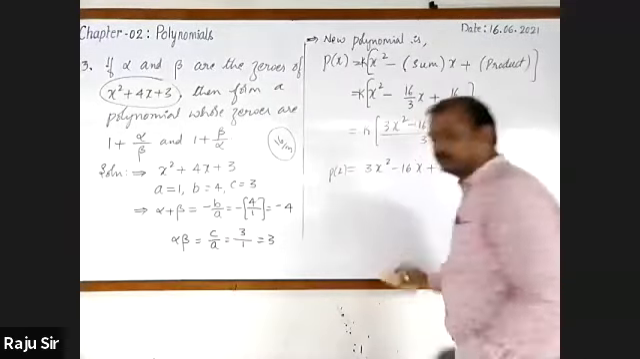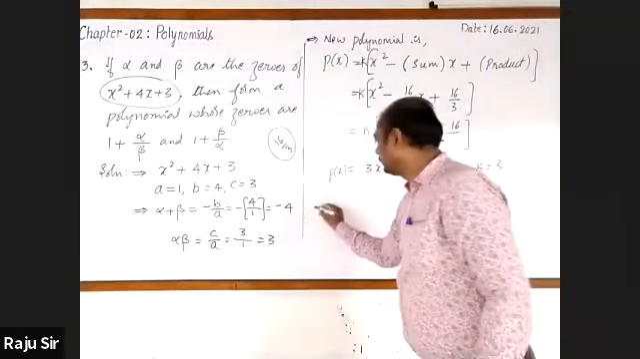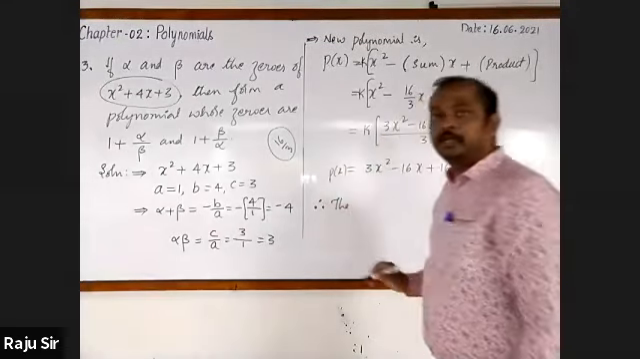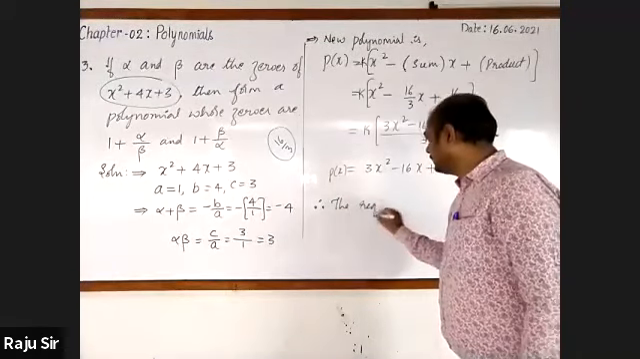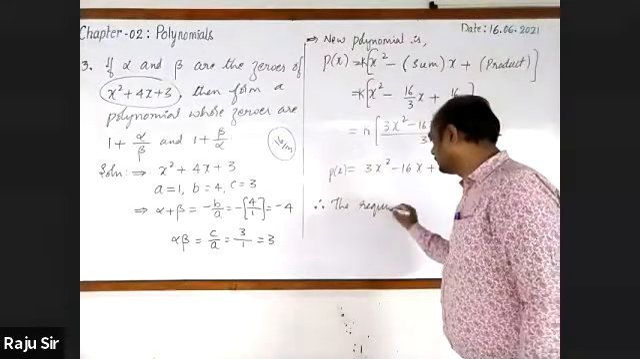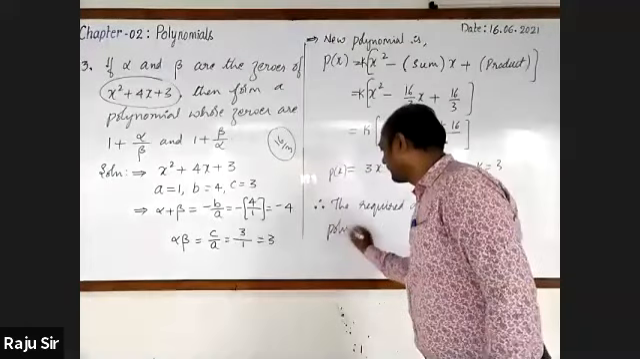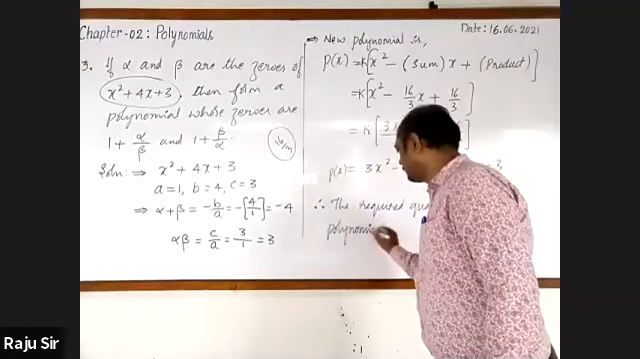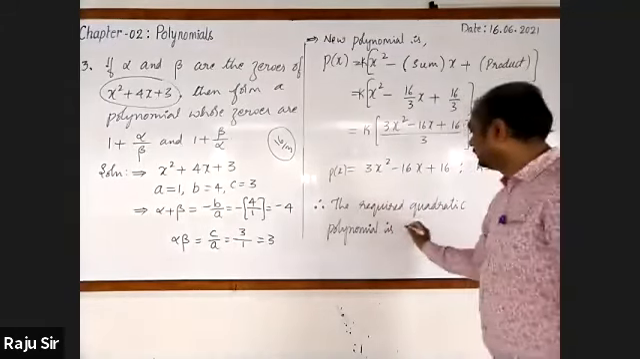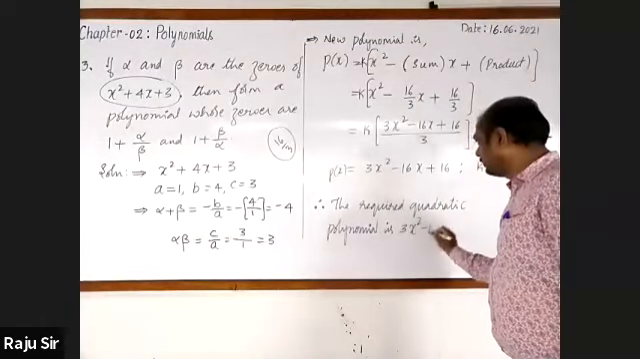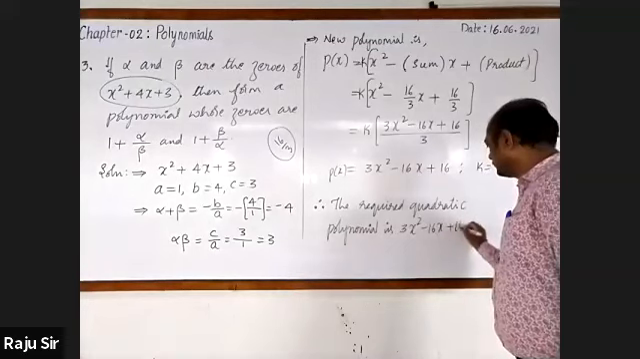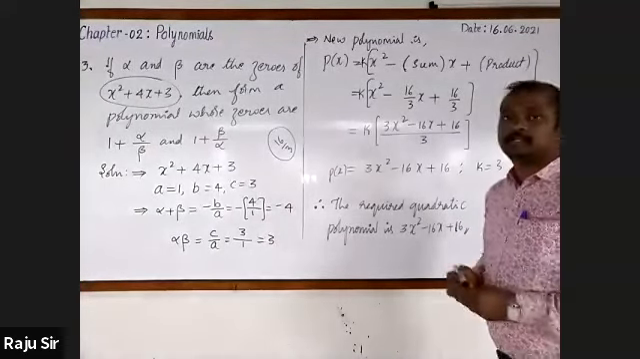Here I'll write the conclusion. Therefore, the required quadratic polynomial is 3x square minus 16x plus 16.